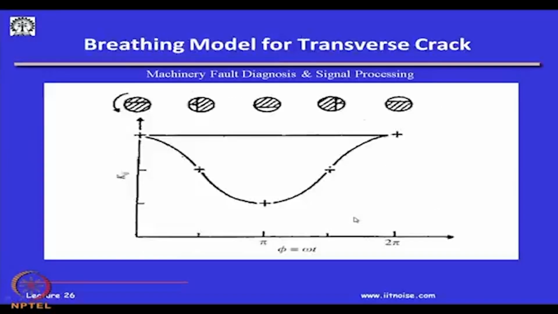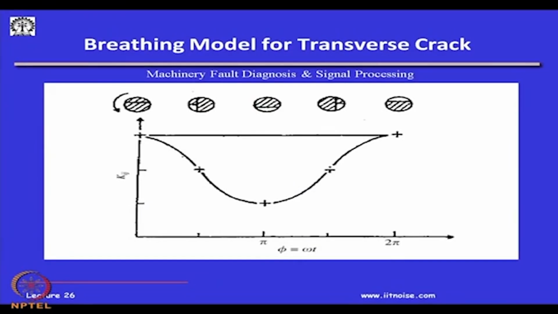When the cracked shaft rotates, this is how the stiffness varies. This is the breathing model for the transverse crack. In a complete rotation, this is how the shaft undergoes. The stiffness changes, the flexibility changes, because the cracks are opening, closing, opening, closing. At any location, the flexibility which I measure at the bearing locations is going to change. The stiffness is going to vary.